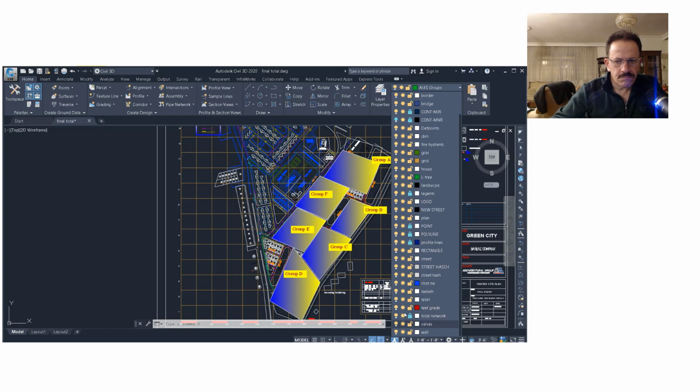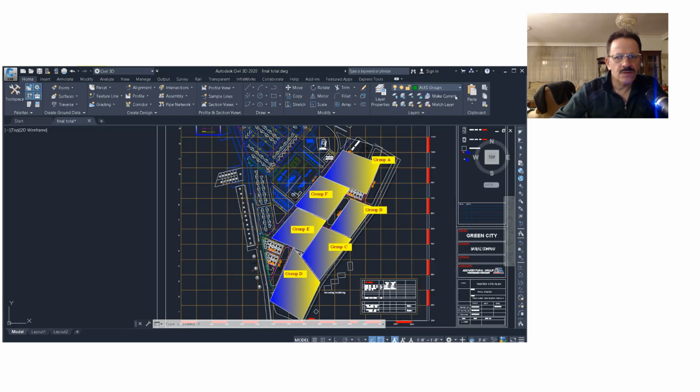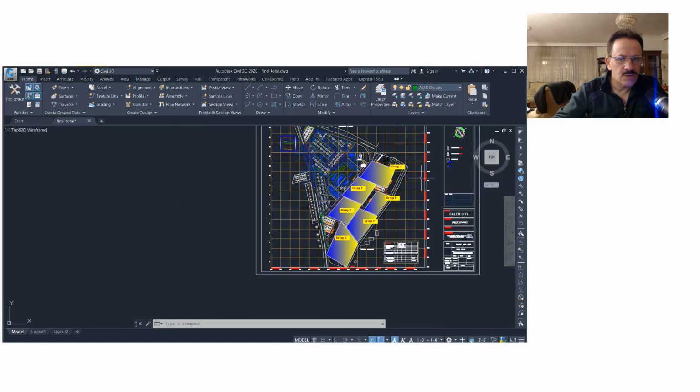I advise you to first of all create a new layer for your work as a group. Do a layer for water work, and do another layer for the sewer work. Let's start with the first one, which is the water work. So I'm going to create a new layer.